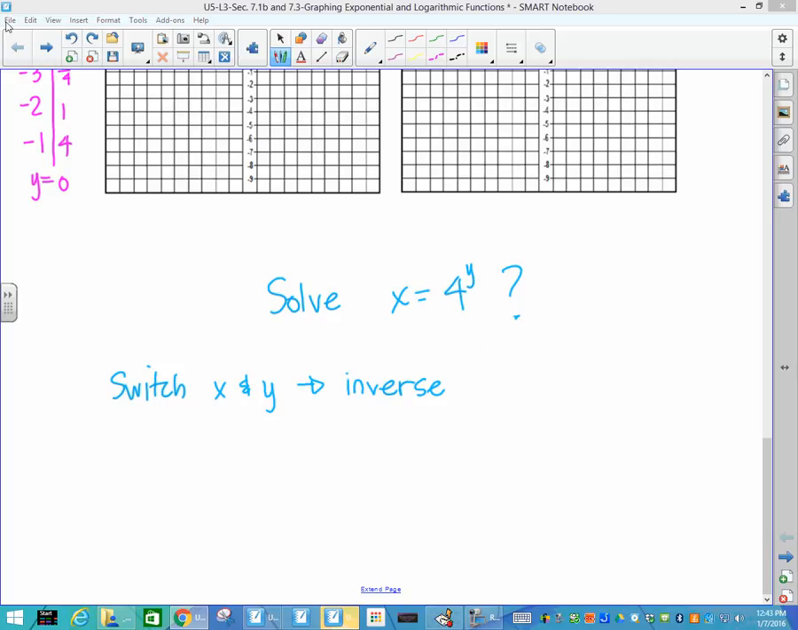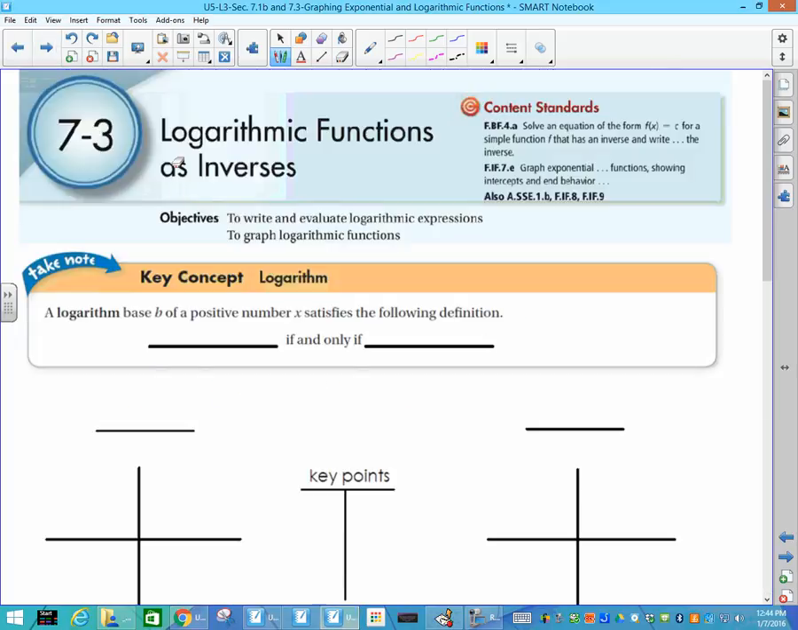So that is how we come up with something called the logarithmic function. A logarithm base b of a positive number satisfies the following condition. But more importantly, you need to remember that these are inverse functions, exponential and logarithmic, because it is defined like this.